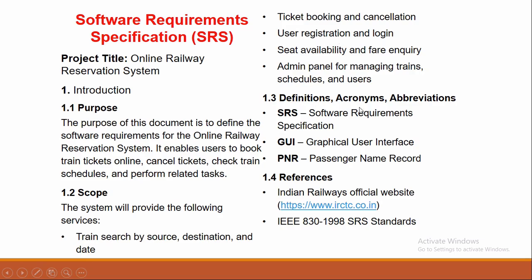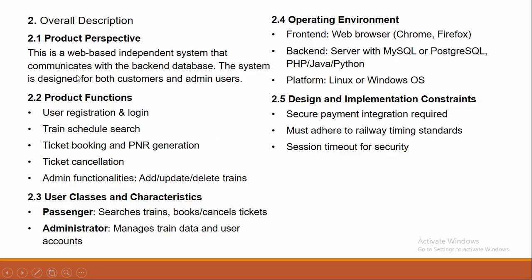Next I am going to cover definitions, acronyms and abbreviations here. So what SRS stands for, what GUI stands for, what PNR stands for. I am going to write that here, and the references which I use for my system I am going to mention here. In the next part I am going to explain the overall description. In the overall description you can see I have written the product perspective, then the product functions, then user classes and characteristics.